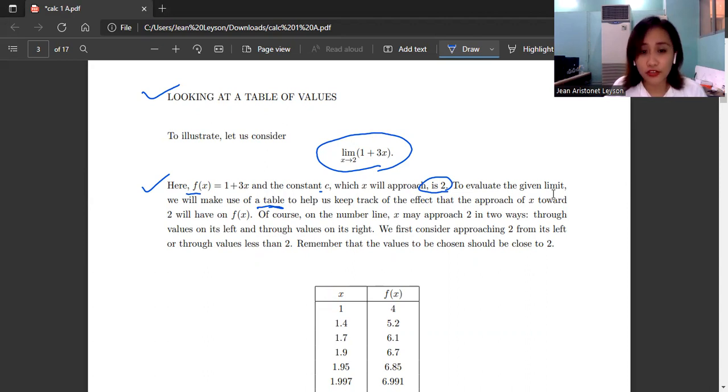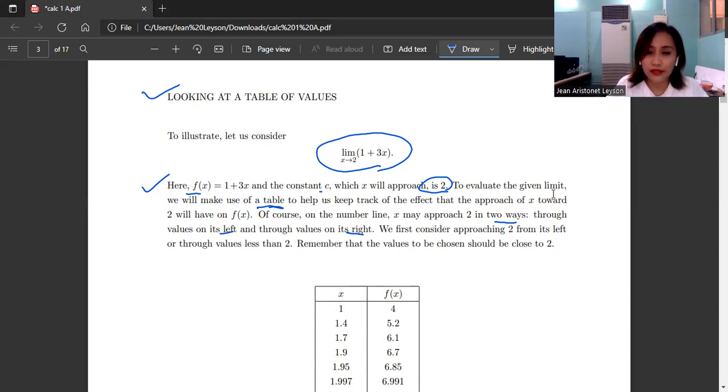Of course, on the number line, x may approach 2 in two ways, through values on its left and through values on its right. So we first consider approaching 2 from its left, or through values less than 2. Remember that the values to be chosen should be close to 2. Okay? So we start with values from the left side.